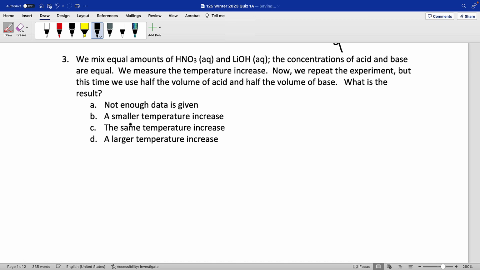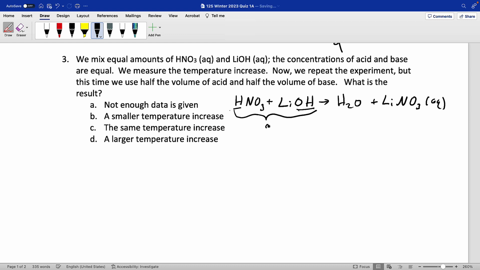Okay, so here we have a question, and let's go ahead and write the reaction. We're going to mix an acid with a base. They're both aqueous, and since we have a strong acid and a strong base, we know the hydrogen ion reacts with the hydroxide ion to give us water, and the leftover bits give us aqueous salts. So we're going to have lithium nitrate aqueous. These acids and bases were both aqueous, so put a little note on them saying that they were aqueous.